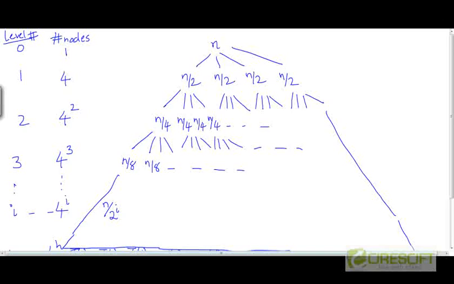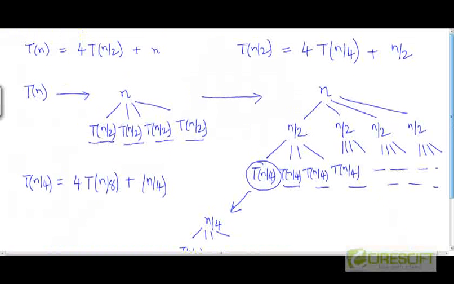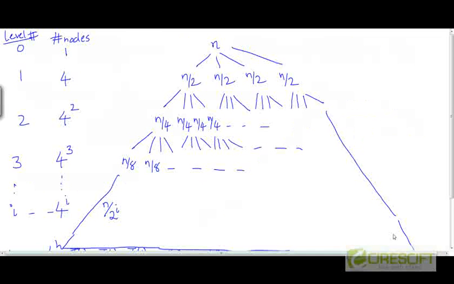And that's because if you look at the recurrence, whenever we open up a node to create the next level, we are creating 4 children. So the number of nodes at each level is 4 times the number of nodes at the previous level. So the number of nodes at level i will be 4 times the number of nodes at level i minus 1. So the number of nodes increases by a factor of 4 every time we descend one level.